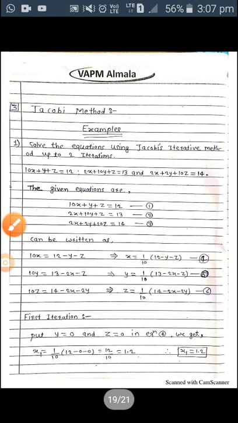Now we study the last method, the Jacobi method, in the next video.